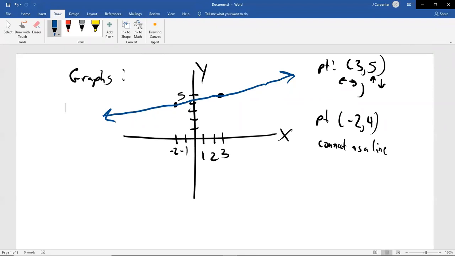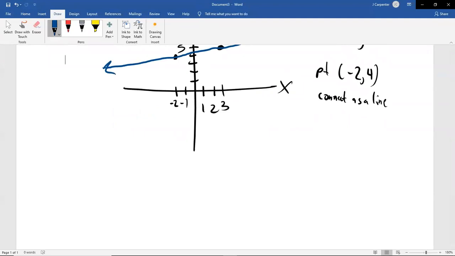And then with that picture, we can see its slope, we can interpret intercepts, all sorts of good things that we can do. But normally you're not just given 2 points, you're told to graph a line, maybe something like 2x plus 5y is equal to 10.